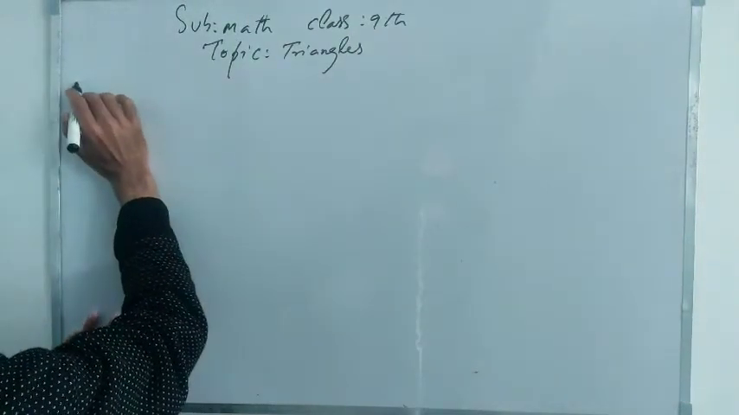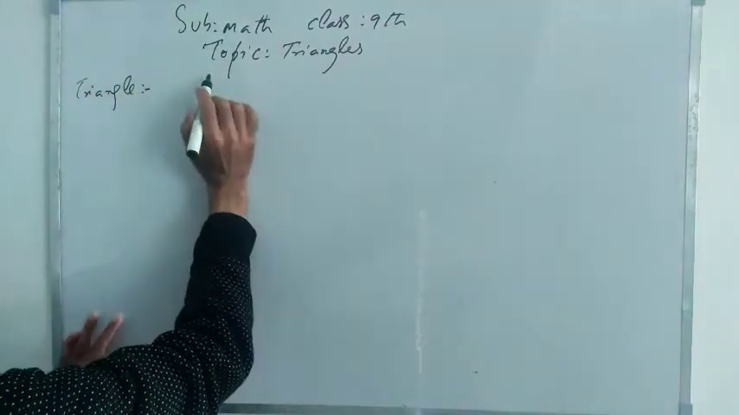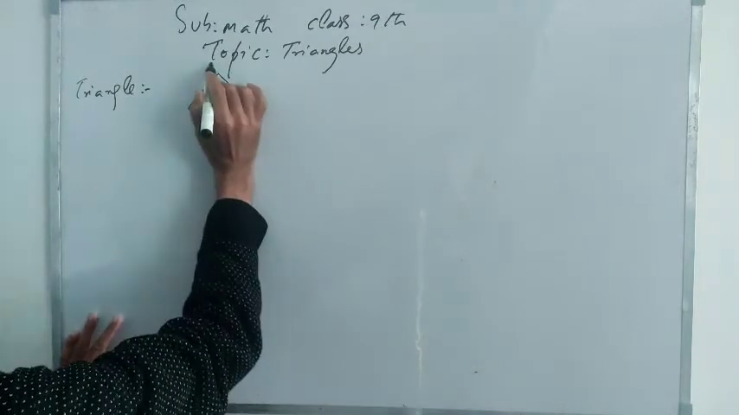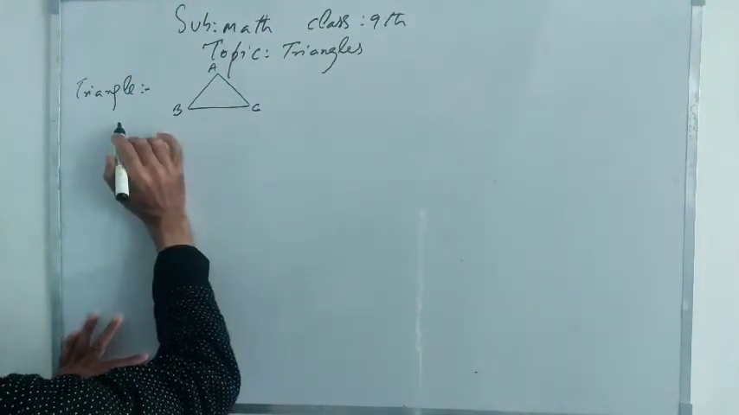Dear students, today we will do the next topic, that is triangles. First of all, we will state what is meant by a triangle. A triangle is a figure formed by three intersecting lines. It has three sides, three angles and three vertices.